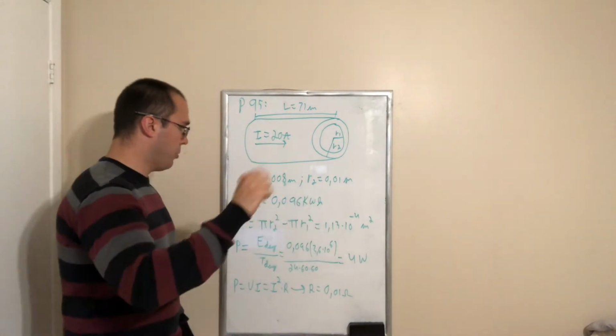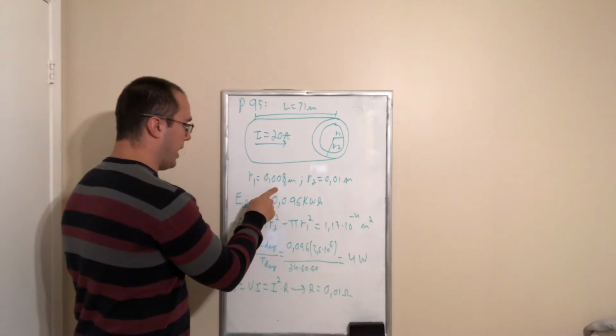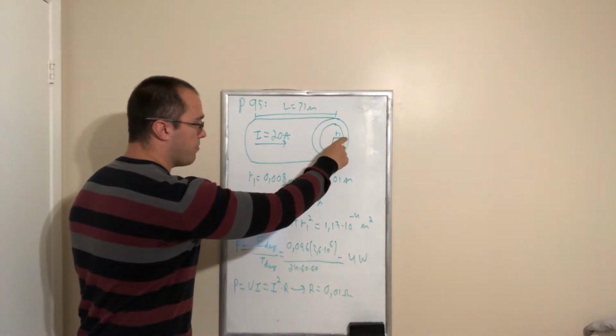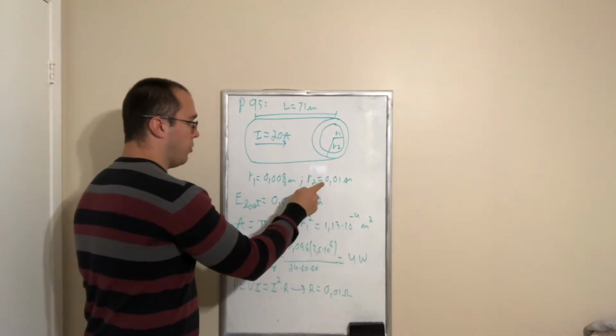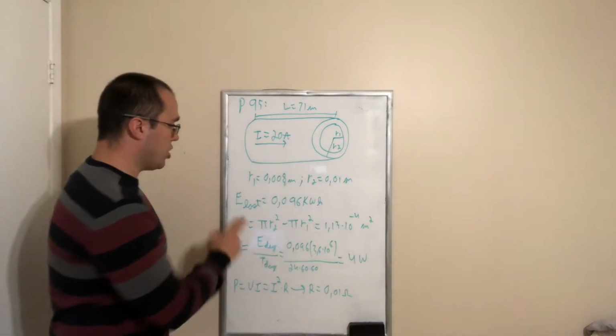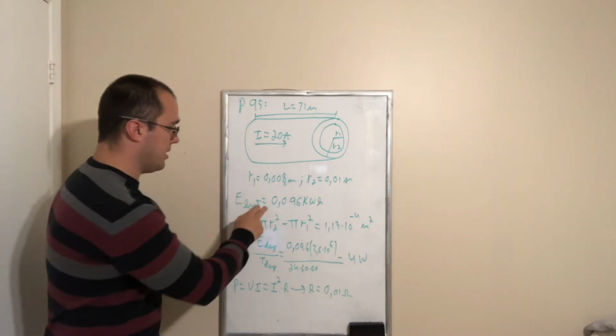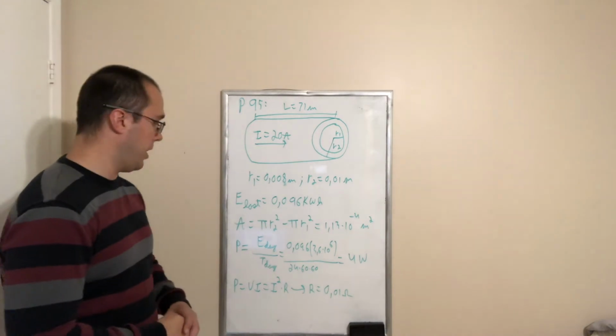All right, so before we do this, let's just highlight all the different values. So we're given 0.8 centimeter for the first radius. Again, we switch it into meter. The second radius is 1 centimeter or 0.01 meter. Energy loss every single day is 0.096 kilowatt hour. That's for every single day.